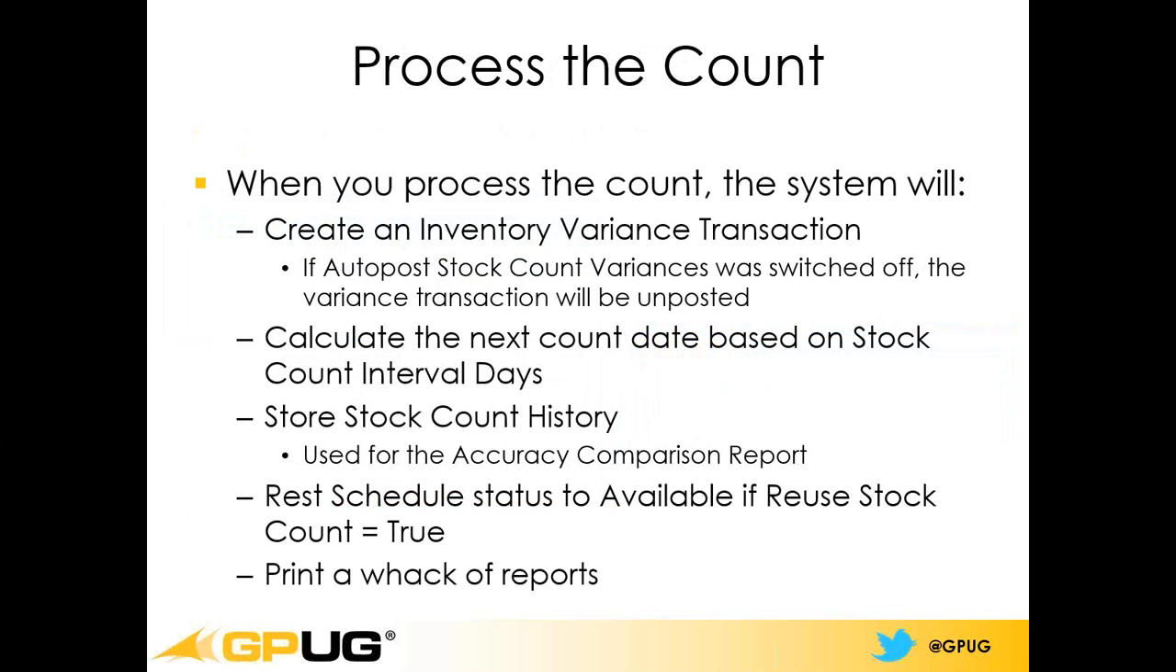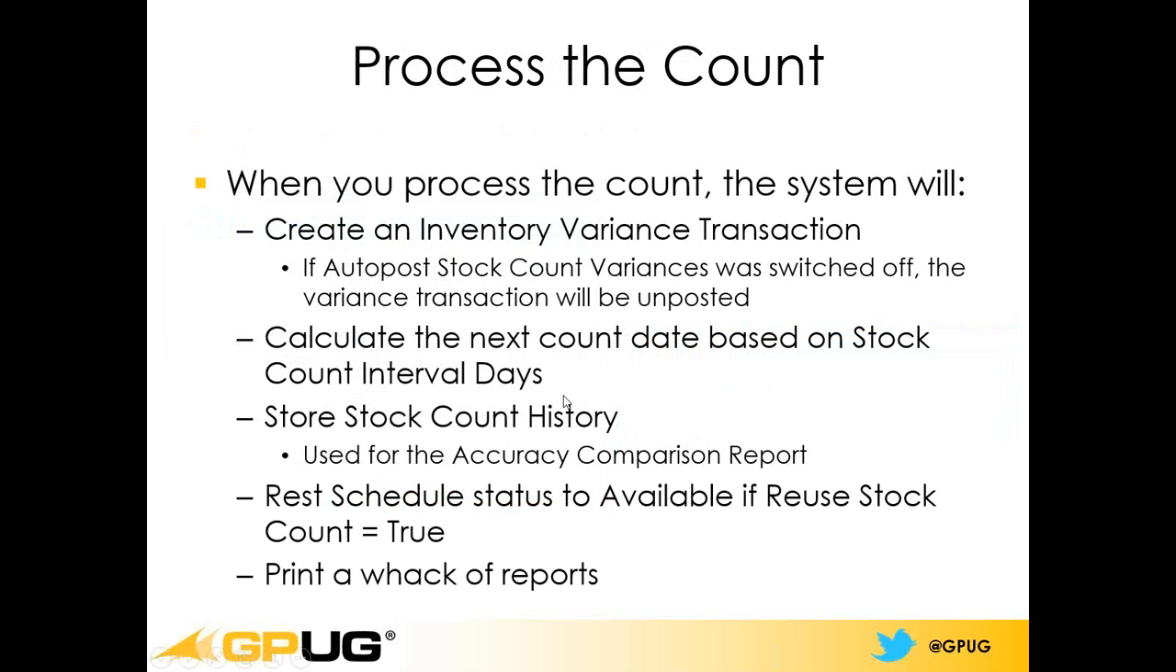Once I've completed entering all of my counts, it's time to process the count. So when I process, the system is going to create my inventory variance transaction. We already talked about that. If the auto post stock count variances was switched off, the variance transaction is going to be an unposted entry, obviously. It's going to calculate the next count date based on that stock count interval days.